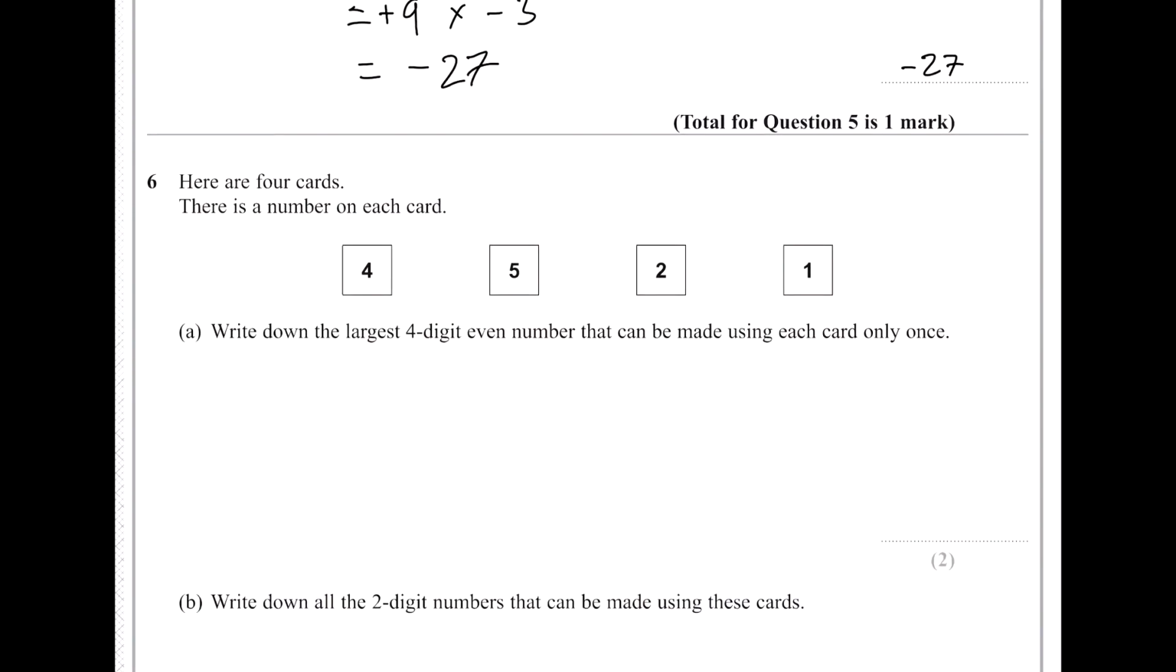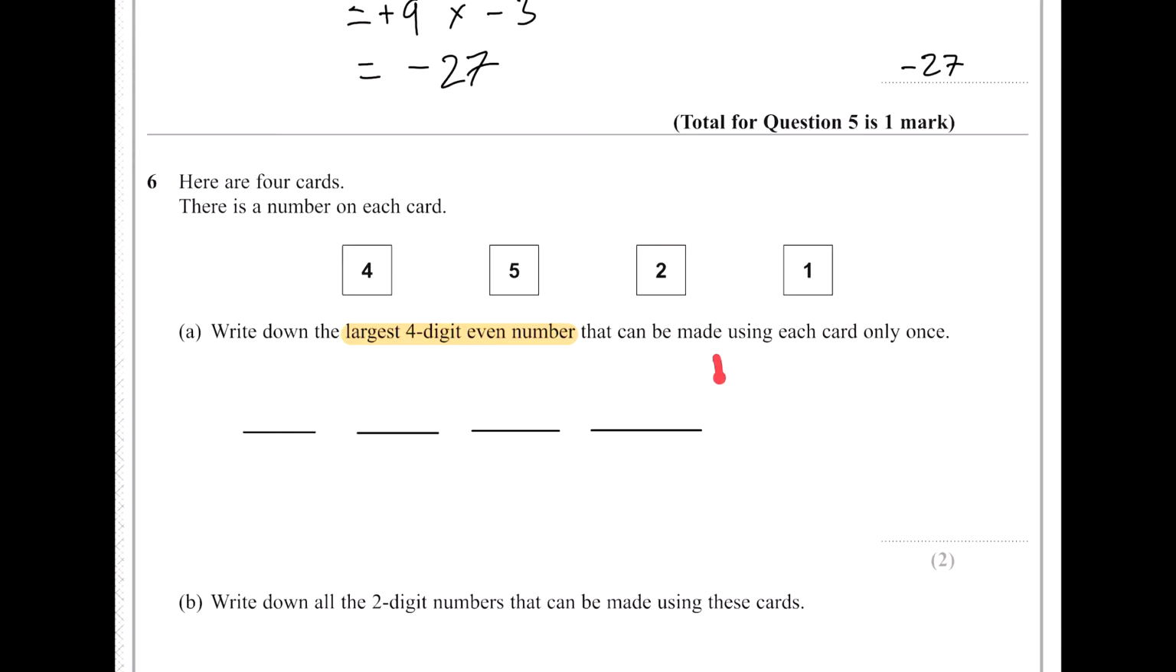Okay, so now here are 4 cards. There are numbers on each of the cards. Write down the largest 4-digit even number that can be made, assuming that you only use the cards once. So what you can do here is start off by thinking you have 4 digits, like so. Now, for the largest number, we have to order the numbers from biggest to smallest. And then, since we need it to be even, the last digit needs to either be a 4 or a 2, because those are the only 2 even numbers that we have.